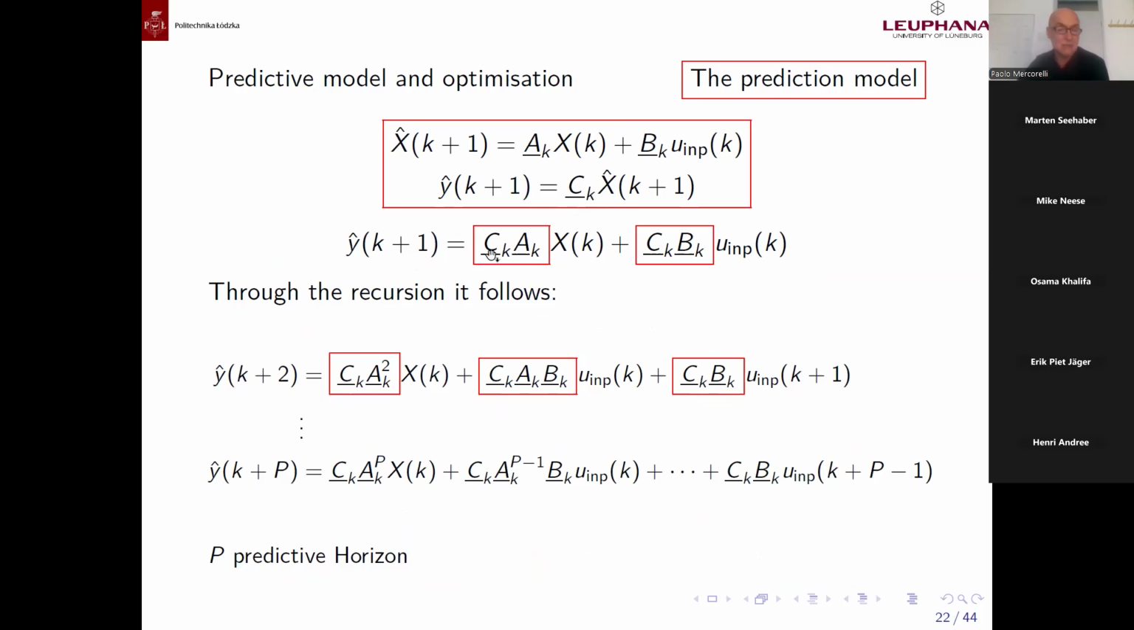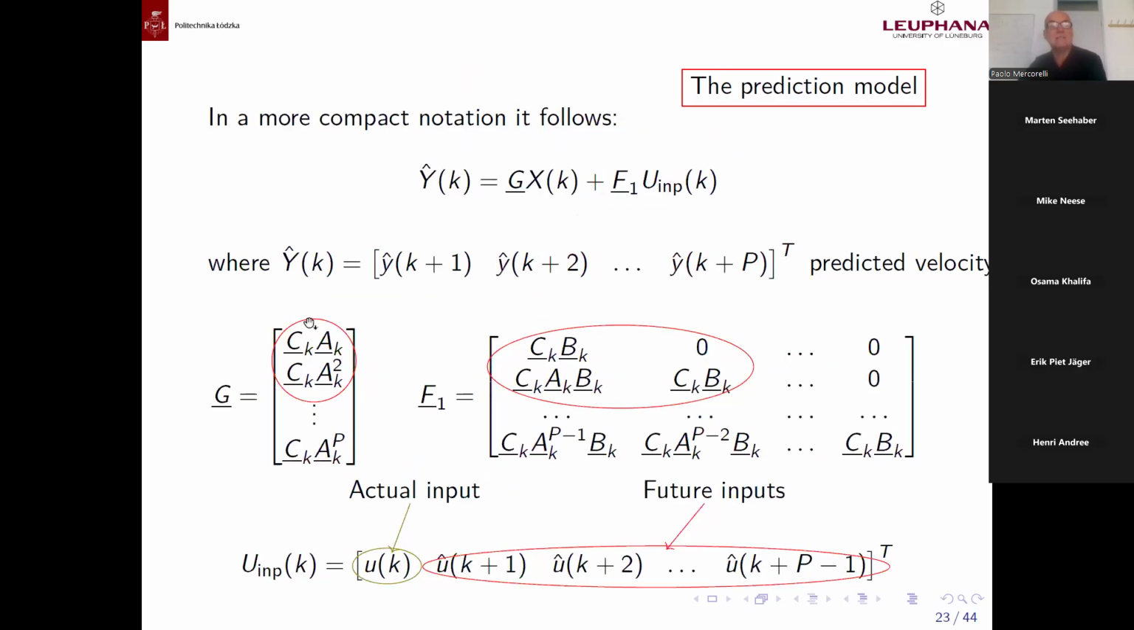What is G? We can see very easily from here. Ck multiply A, Ck multiply A square, until P, Ck multiply A to the P. Exactly this. We will see in MATLAB a little bit the meaning of this.